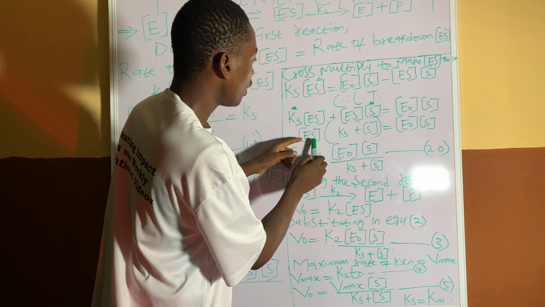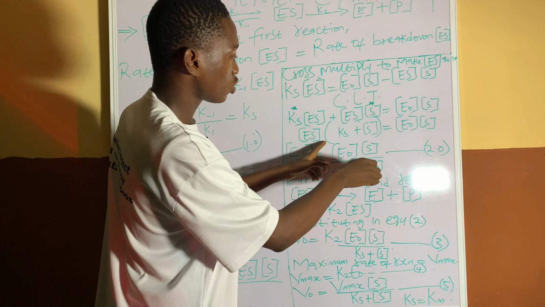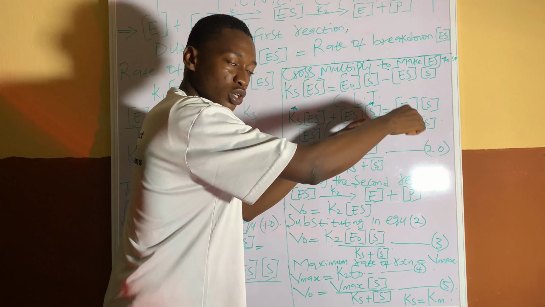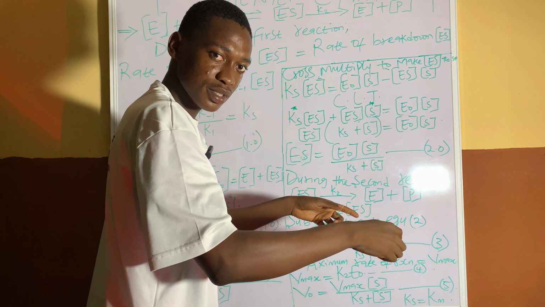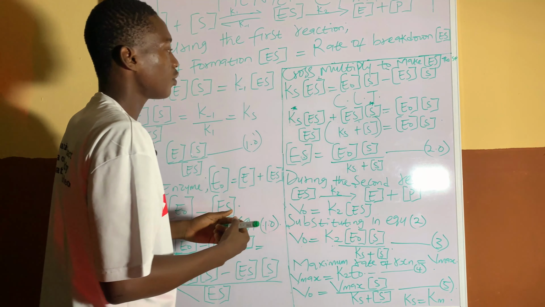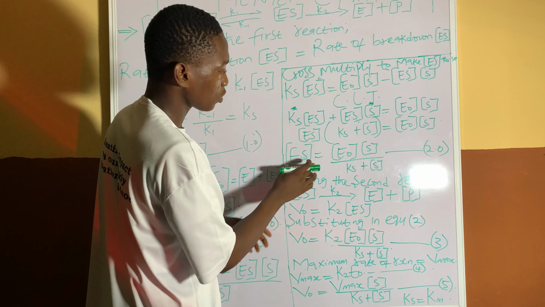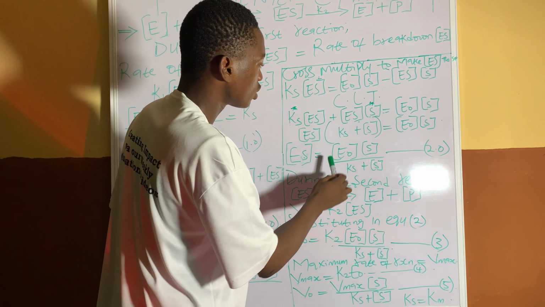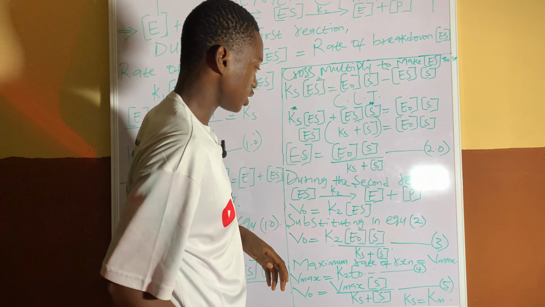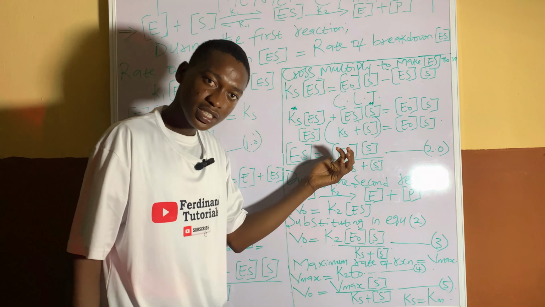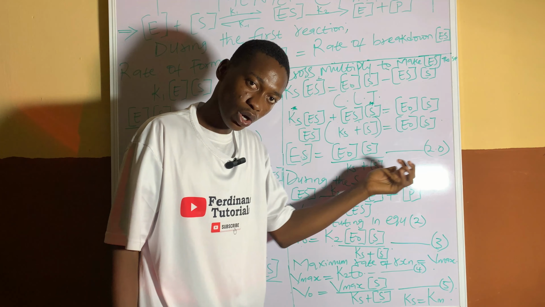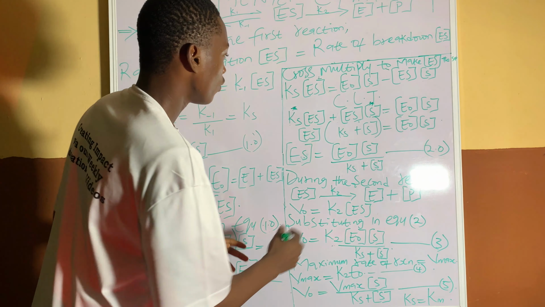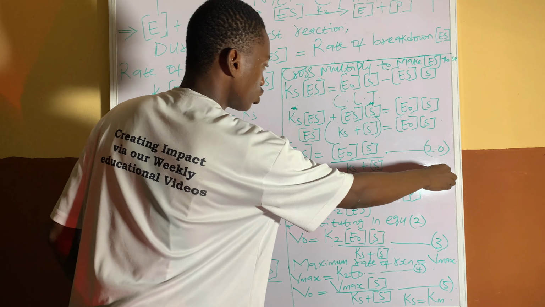At this point, we have concentration ES times Ks plus concentration S equals E0 times concentration S. Now, to make ES the subject of the formula, you already know what to do. We divide by the coefficient of ES, which is Ks plus concentration S. So we are going to have ES equals E0 times concentration S, all over Ks plus concentration S. So far so good. This is our equation 2.